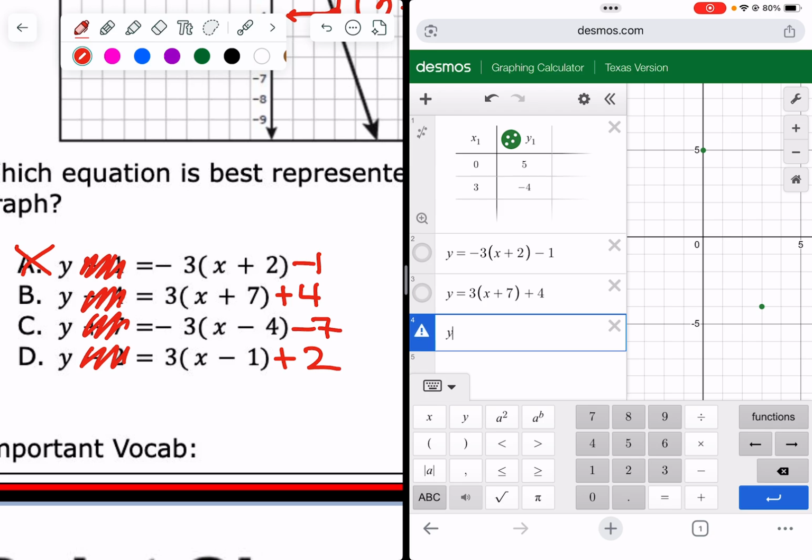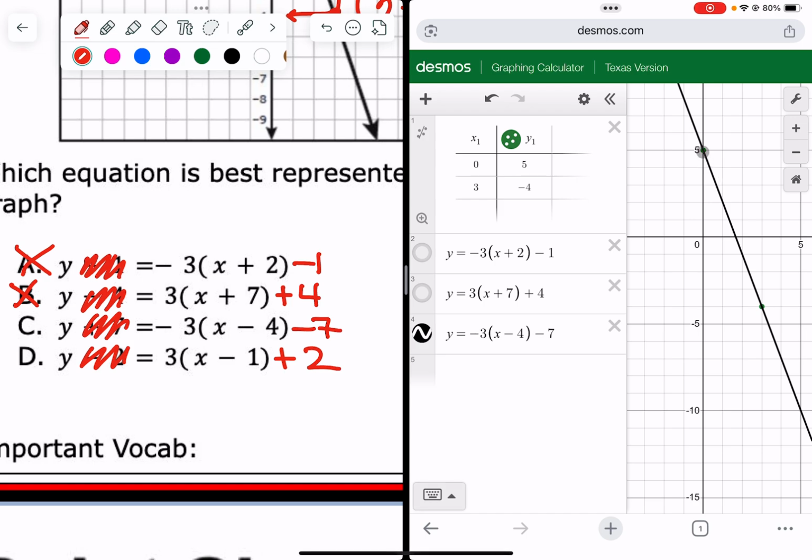So next one is y equals negative 3. So B is not my answer. Y equals negative 3 parentheses x minus 4 minus 7. And this black line does touch my green dots right here and right here. So C would be my answer. Okay.